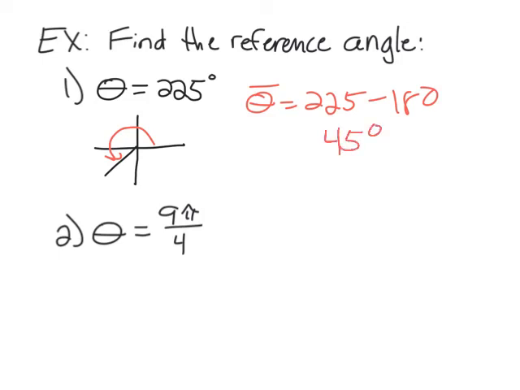Okay, for example number 2, 9 pi over 4. If you think about where 9 pi over 4 is, or you can convert it to degrees, 9 pi over 4 is going to be, well, 8 pi over 4 is 360 degrees. So this is actually in the first quadrant. So your reference angle is going to be right there. Or you could take 9 pi over 4 and subtract 2 pi from it, and you're going to end up with pi over 4.